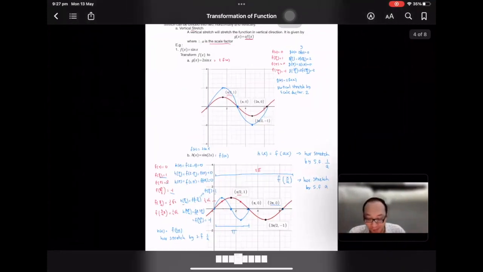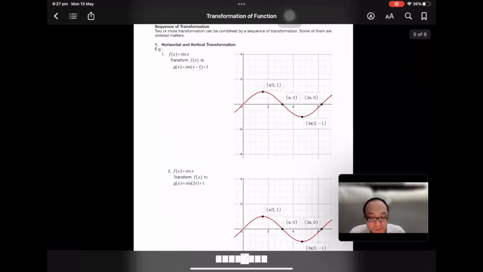Okay, that's all the three transformations.